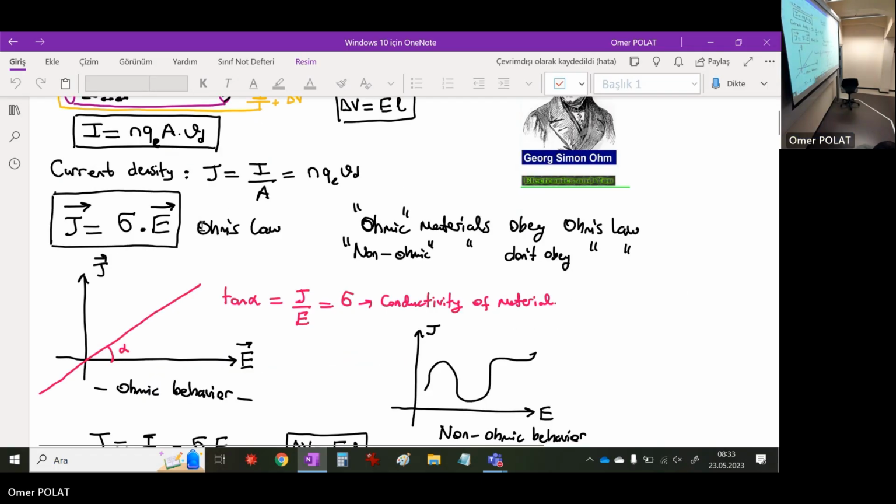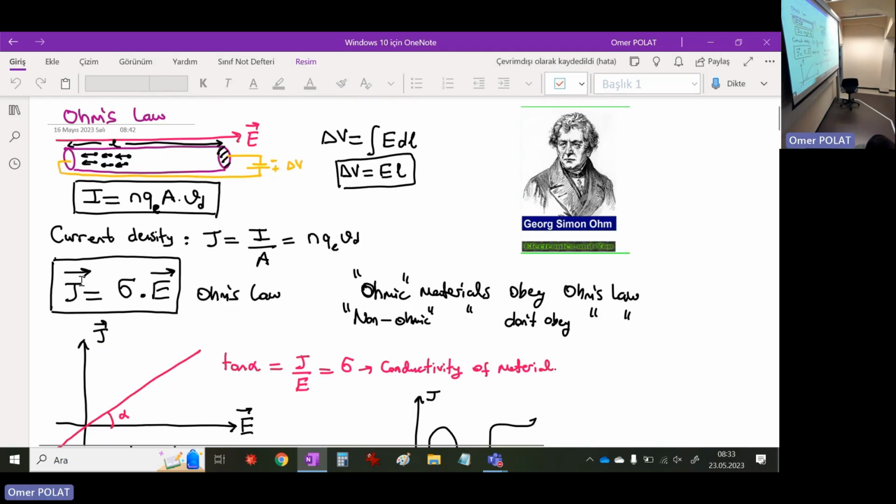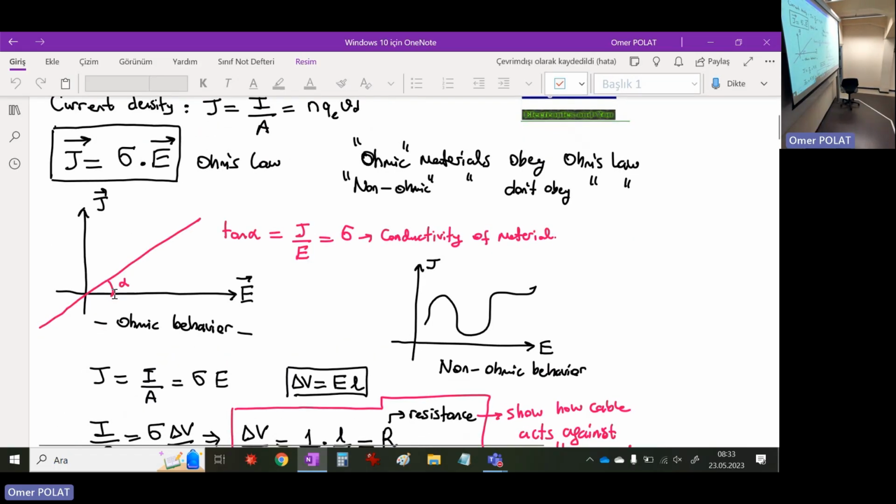So current density, as you see, is directly proportional to the electric field. If the behavior of current density as a function of electric field gives a straight line, this is the ohmic behavior. Ohmic behavior means that the conductivity of the material doesn't change. Conductivity is constant. Sigma is constant.